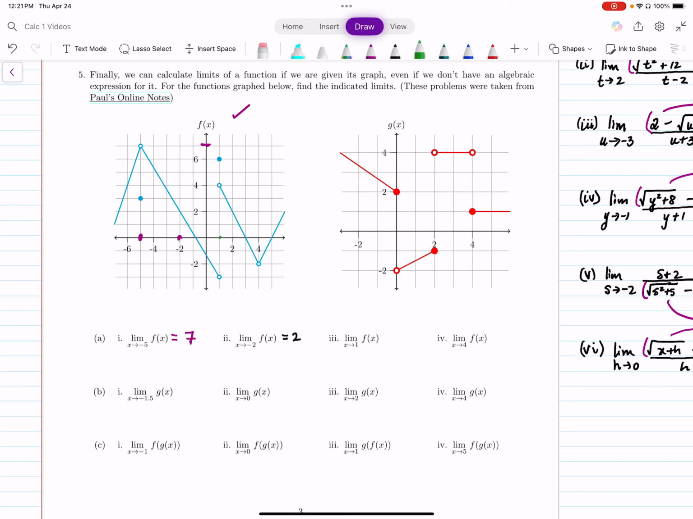So again, we see how it's split. From the left, it's going to -3, and from the right, it's going up to -4. So here, the limit does not exist because the left and the right-hand limits don't match.